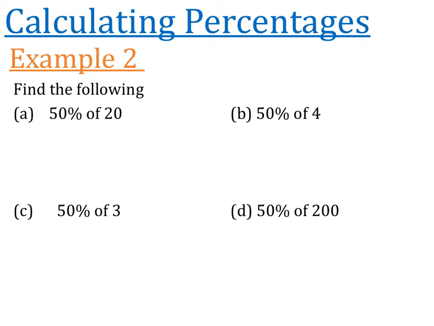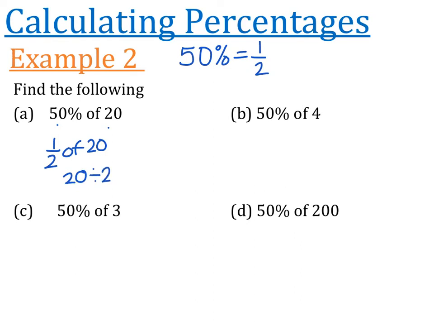Okay, same idea. We've got 50% this time. So if we think of 50%, what does that look like as a fraction? 50% is half of 100%. Okay, how do you find a half of something? Hopefully you're thinking I should divide by 2, because that's exactly what you would do. So for 50% of 20, it's going to be half of 20. And if we're looking for half of 20, that's 20 divided by 2. So the answer would be 10.